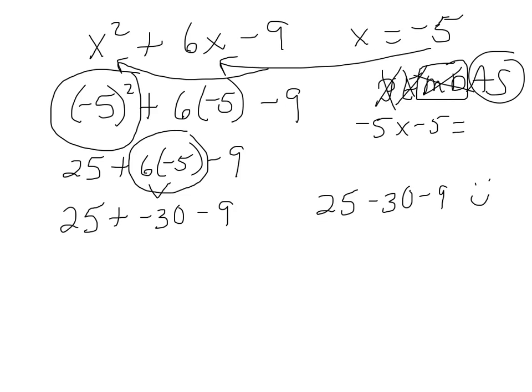And again, addition and subtraction from left to right. So if I have 25 plus a negative 30, it's almost like I borrowed 30 and I paid back 25, so I still owe them 5. And in this case, I have one more thing to do. It's like I borrowed 5 and then I borrowed 9 more. Must be a generous friend. That gives me a negative 14.